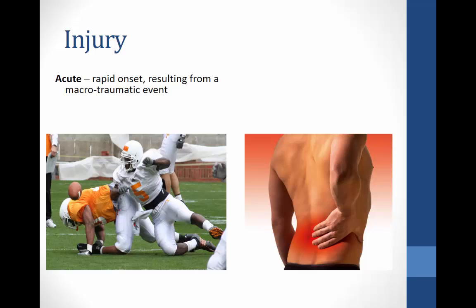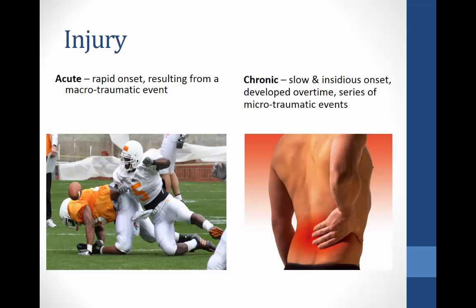Injuries can be either acute or chronic. Acute injuries typically have a rapid onset, resulting from a macrotraumatic or large force or velocity event. The individual can usually tell you when the injury happened, how it happened, what happened, and why it happened. Upon injury, the physical pain is pretty extreme, as the force or velocity needed to damage tissues is very large.